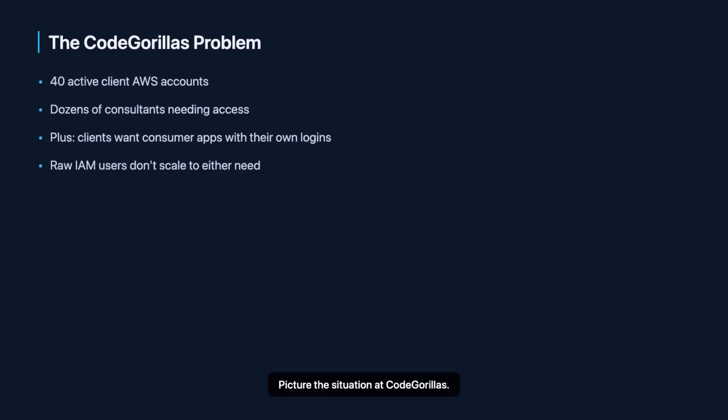Picture the situation at CodeGorillas. The consultancy has 40 active client Amazon Web Services accounts, and dozens of consultants who need access to different subsets of those accounts. On top of that, several clients are building consumer-facing web and mobile apps that need their own customer login flows. If you tried to solve both problems with raw IAM users, you'd be creating thousands of credentials, copying policies between accounts, and praying nobody forgets to deprovision someone on their last day. There's a better way for each of these two problems, and they are not the same service.